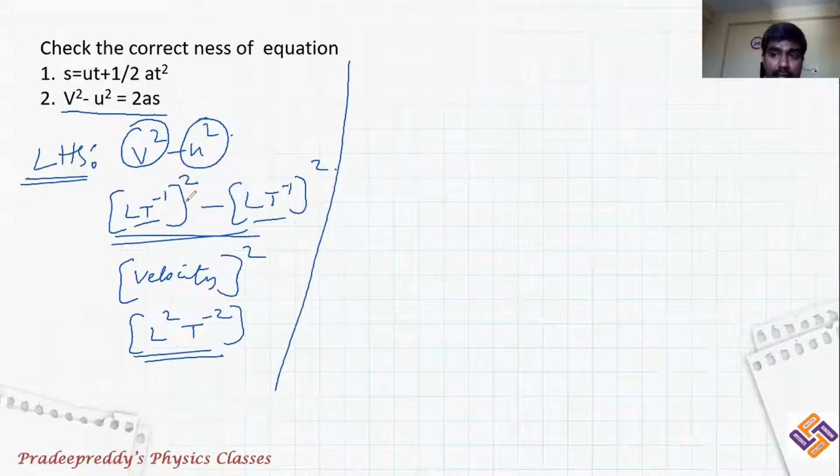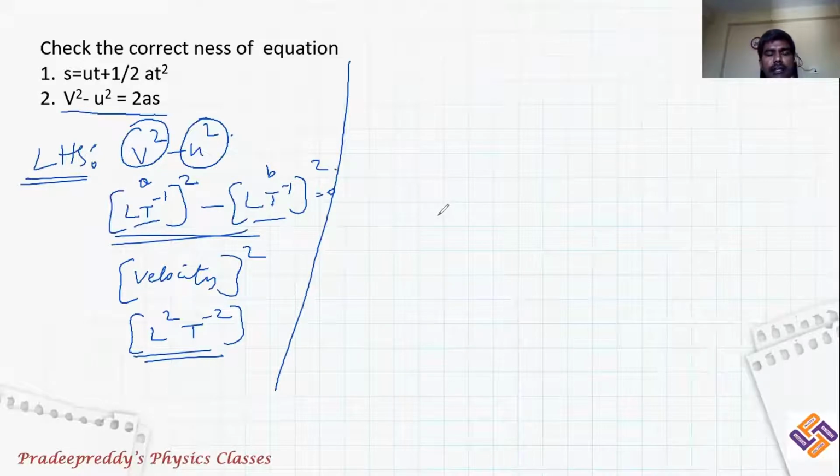See, most of the times what students do is, first term L t power minus 1 whole square, second term L t power minus 1 whole square. Let me take this as A, let me take this as B. What is A minus B? 0. Most of the students will make it as 0. You will cancel these two. That is wrong. You cannot cancel them because they are physical quantities. You are dealing with only dimensions. Regular rules are not valid here. Dimensional rules we need to follow.